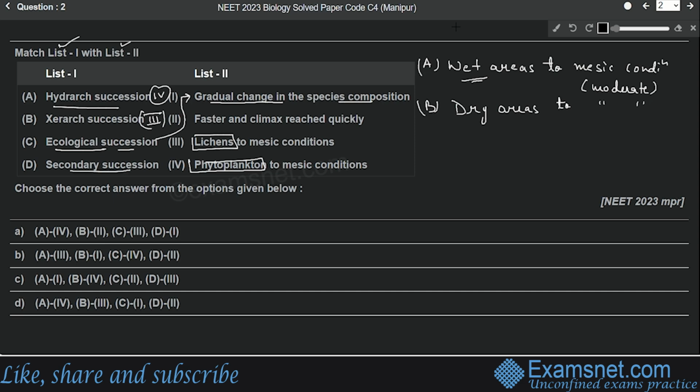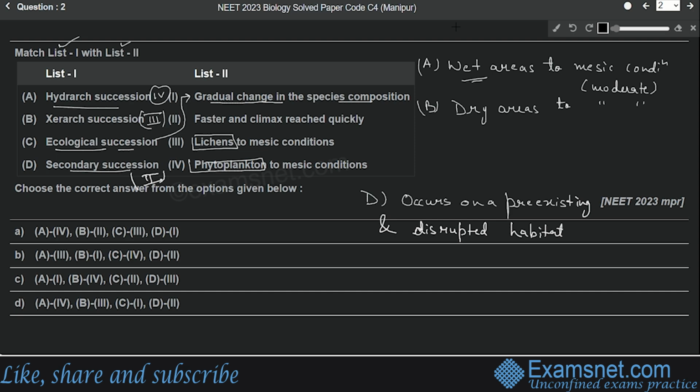And the last one is secondary succession. Secondary succession is basically a type of succession that occurs on a pre-existing and disrupted habitat, that means a habitat which existed earlier. Since a habitat already existed at that place, this type of succession is generally faster and the climax is reached quickly. So the correct match for D will be number 2.